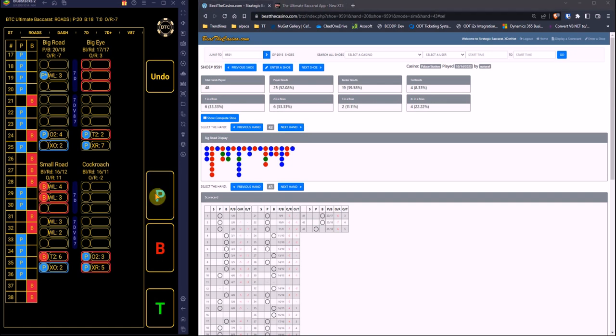Okay, we're right back to player. Okay, so same position. We've got an unconfirmed single here. We don't know if this is going to be an opposite, an XTB opposite, or an XTB repeat. We don't know if it's going to be a player two or a player one. So we go back to the app.